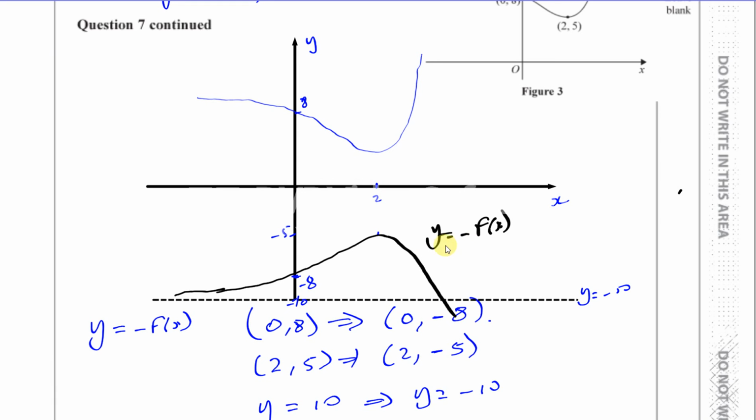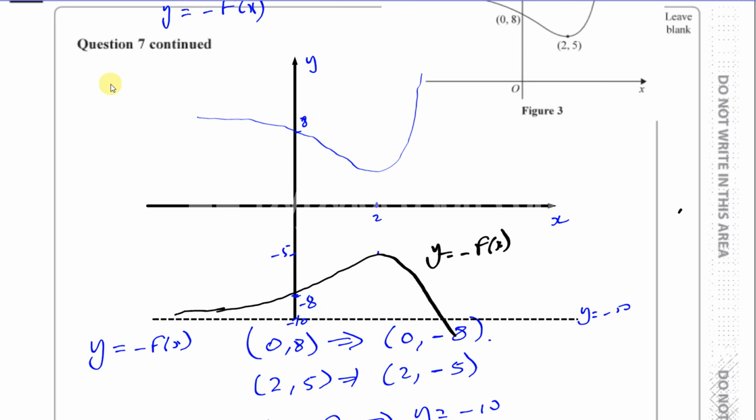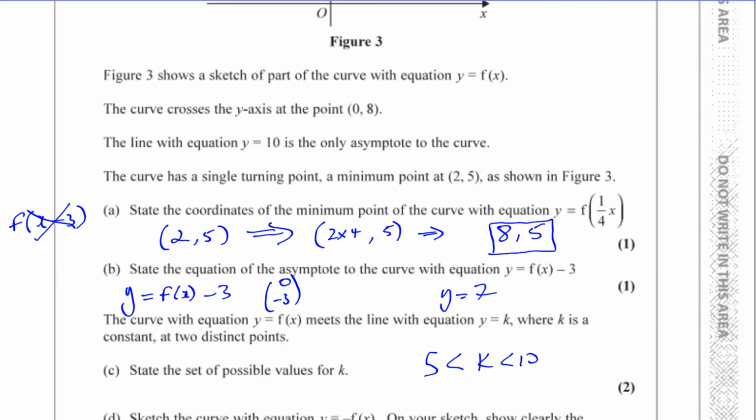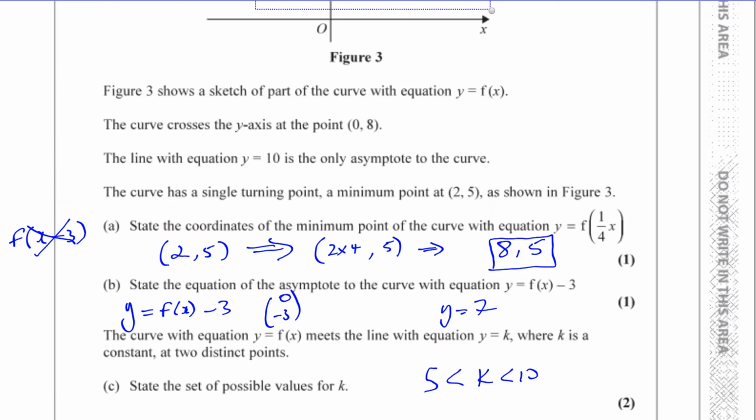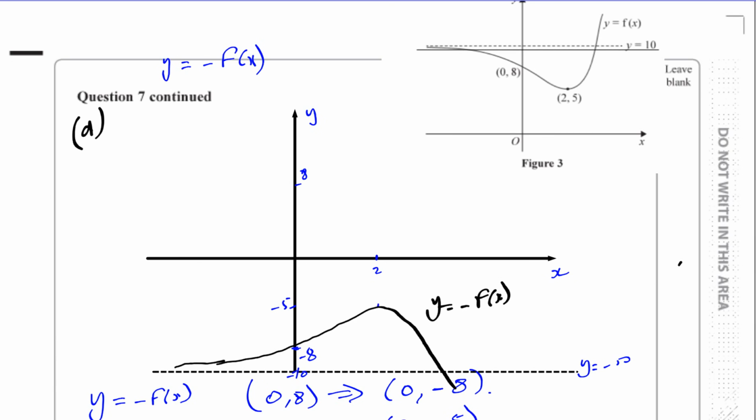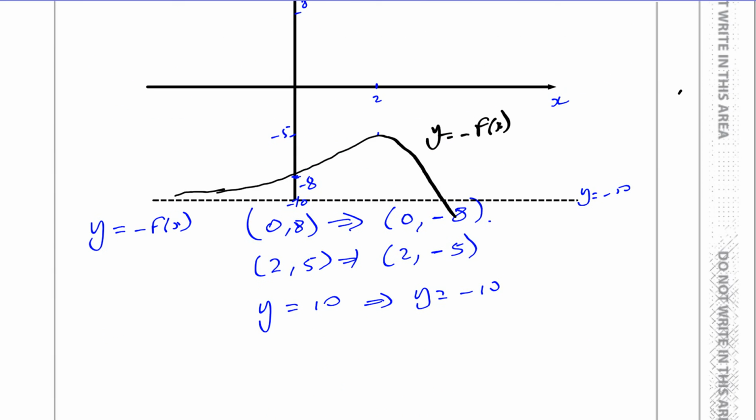I think that's part D, and we've finished the question. Question 7 part D. Okay, there we have it. Thank you for watching. Well, we should put these points in, by the way. This is (2, -5), y equals -10, and this point we've mentioned as well. So there we have it.